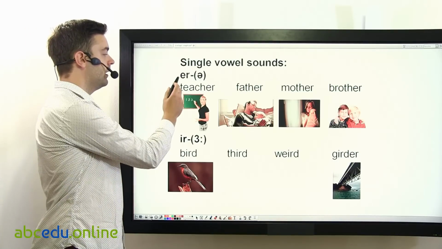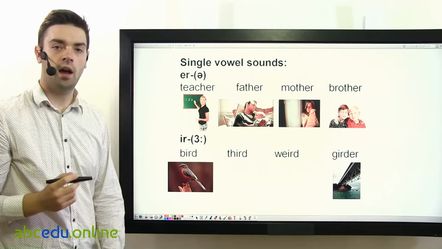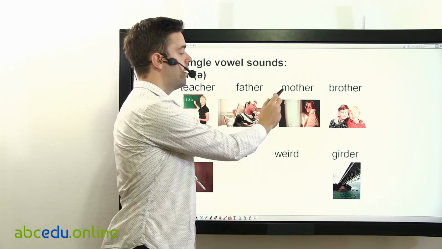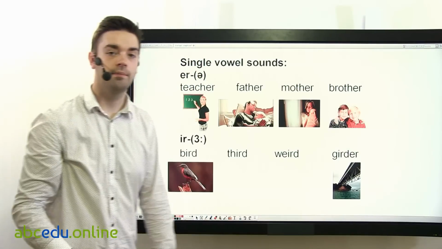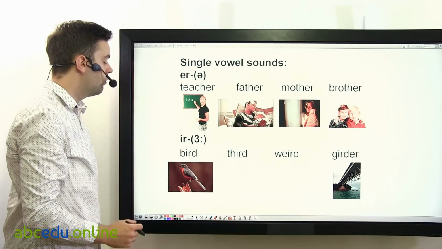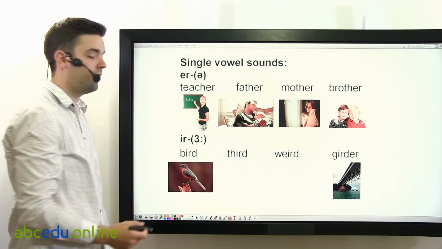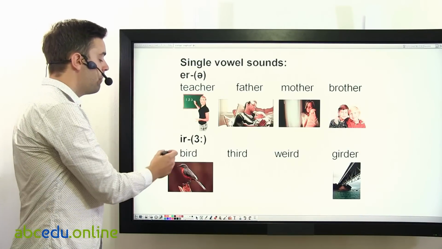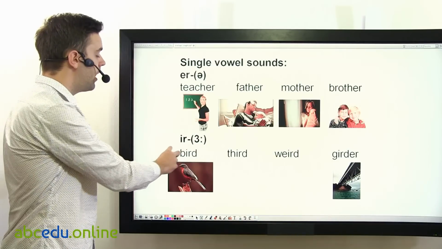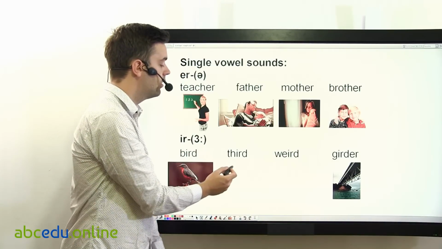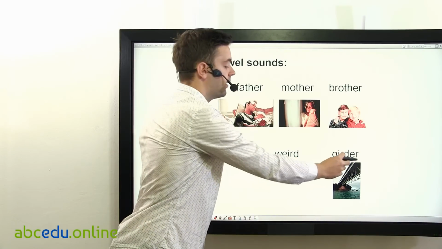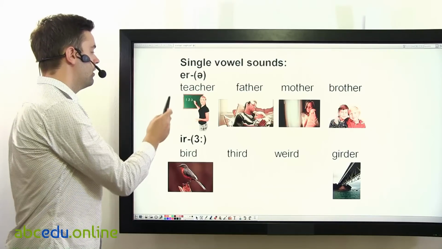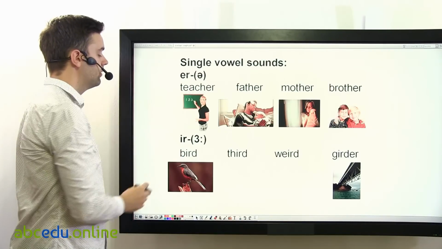When we join E and R, we get an er noise. So teacher, father, mother, and brother. When we join I and R together, we get an er noise. So bird, third, weird, girder. So and ear. Teach bird.